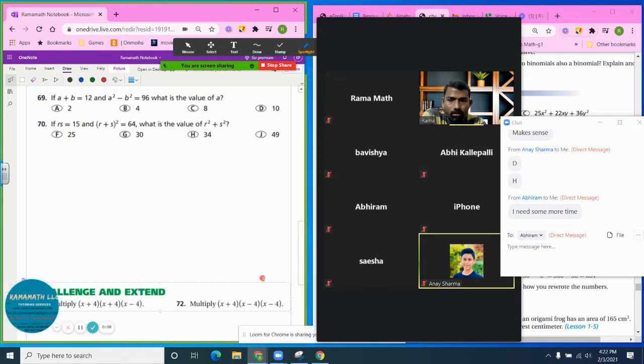So try the 69. If a plus b is 12, and then a squared minus b squared is 96, what could be the value of a? And also, in case you're completed with that one, look at the challenge extended one. You can try one of those questions.